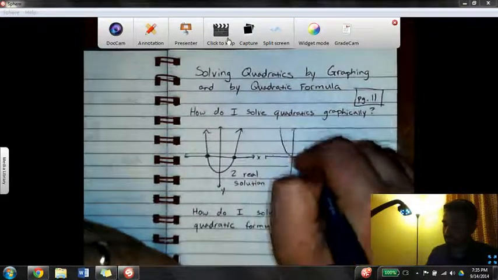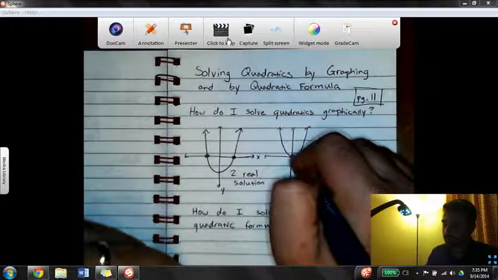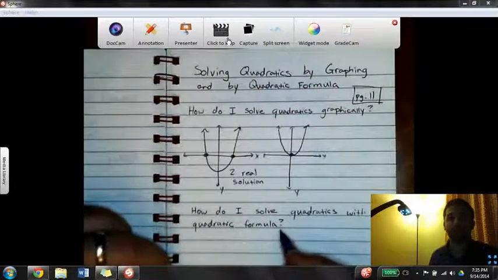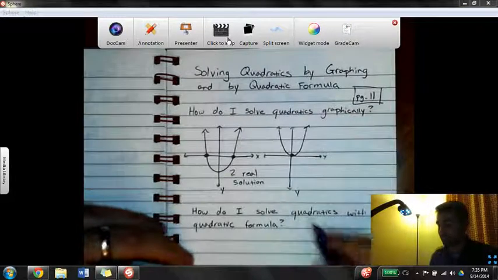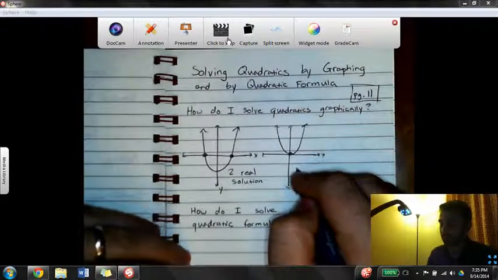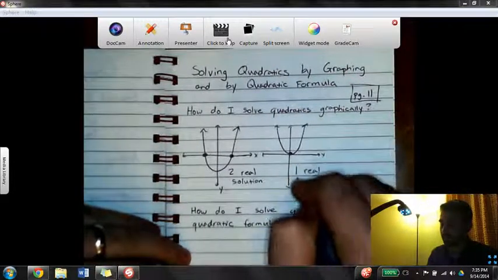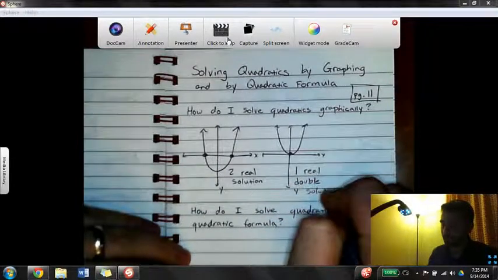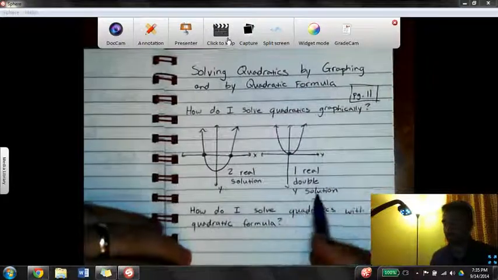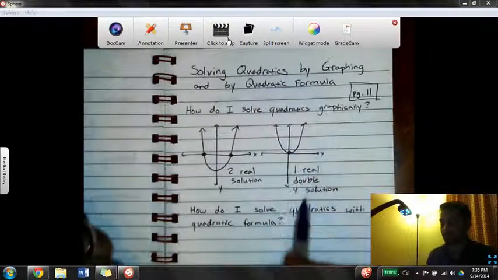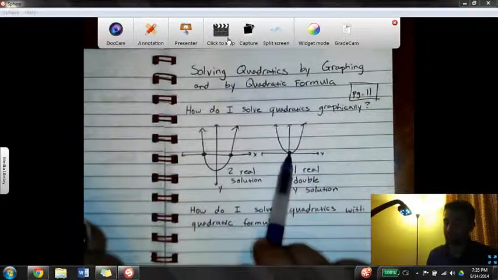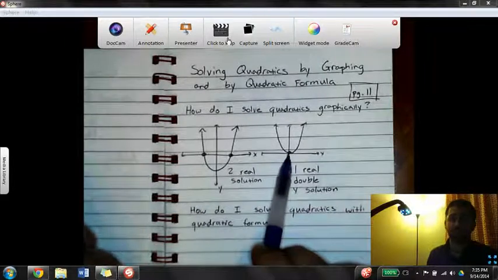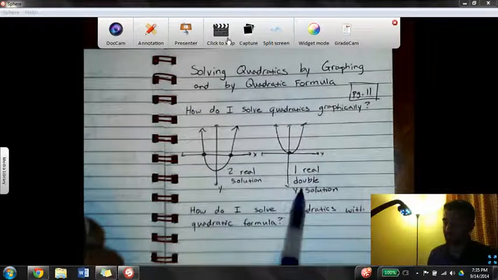If your parabola crosses the x-axis once, or rather touches it and then bounces back, you have what's called one real double solution. And what this means is you have one number as your solution, but it is repeated, so it's a double root.